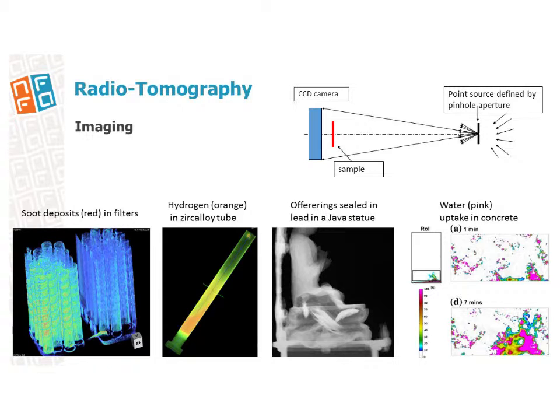It is possible to perform radiography and tomography using neutrons. Neutrons are especially useful when studying light elements, such as water or hydrogenated materials in heavier matrices. They are also penetrating in heavy elements such as steel or lead. The typical spatial resolution is around 100 micrometers. Examples of such studies are soot deposits in filters, hydrogen loading in metals, studies of archaeological artifacts, and water uptake in porous materials.